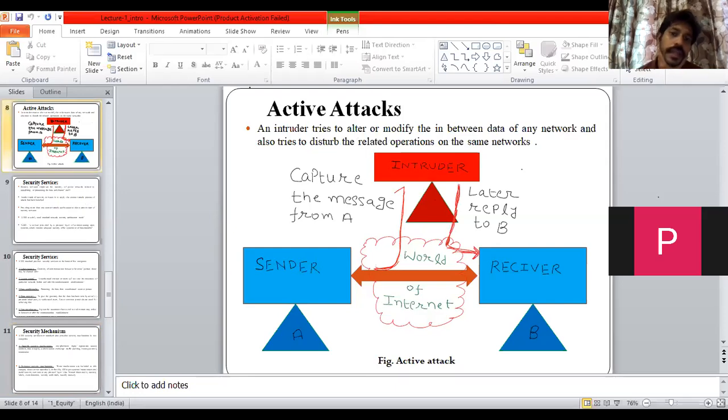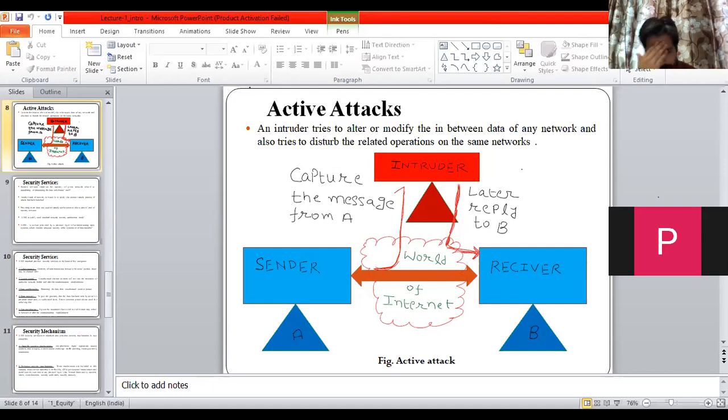Now when we talk about the active attack, the intruder may alter the content of the data. So here the basic structure is designed. Even the board is not working right now, so that's why I'm not writing anything. The different examples of active attacks are masquerade, replay, and denial of service attack.